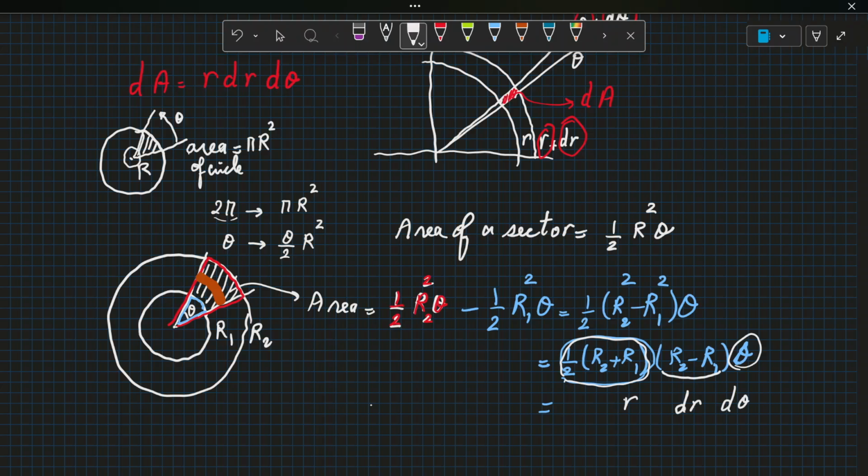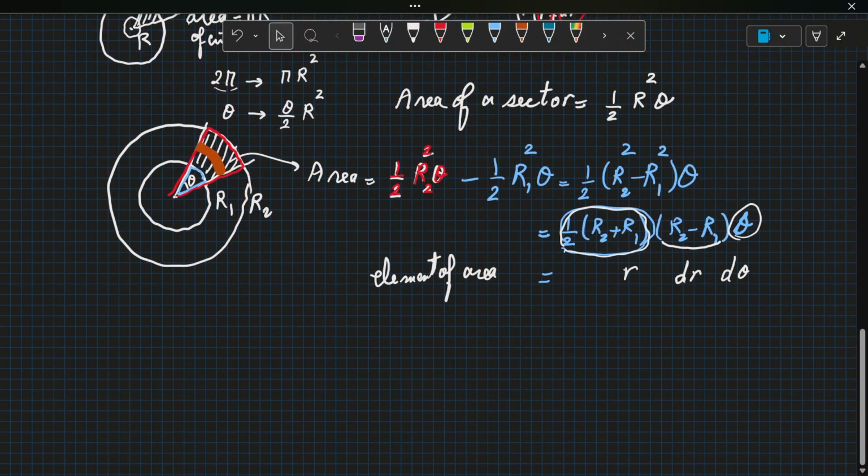So element of area then, which has a central angle, small d theta. We have to make it small so that we let our integration work. And then the difference in the radii is going to be dr, and the radius itself is going to be r. So that's the element of area. So without further ado, we have the element of area is r dr d theta.